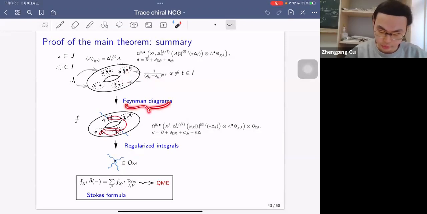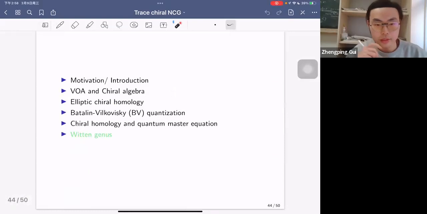And using Feynman diagrams, we can get different forms, and then we do regularized integrals. The residue theorem implies the quantum master equations. So finally, now we have the solution of the quantum master equation. That means we have a nice trace map on the elliptic chiral algebra. And then I will try to explain how the Witten genus arises naturally in this setup.